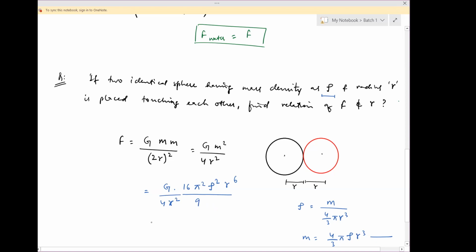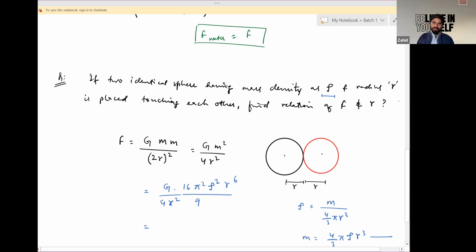Yes, sir. Now on simplifying, this 4 and 16 will cancel out in 4 times. We have r square in the denominator and r to the power 6 in the numerator. So on simplifying, you will get 4 pi square rho square into G whole divided by 9 times r to the power 4. This whole term is constant. Force is equal to this much.